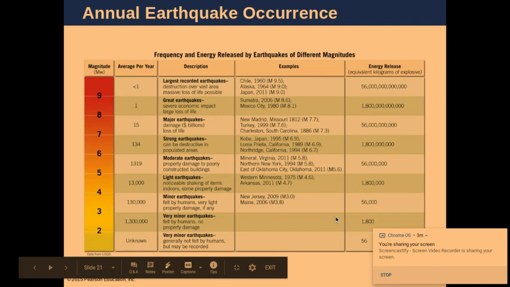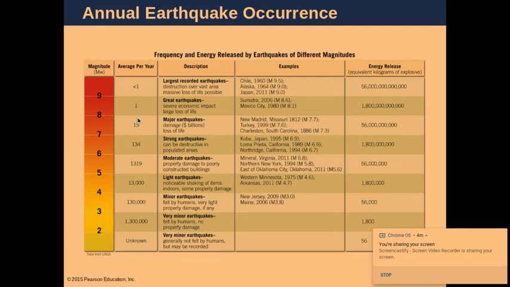This chart shows how many earthquakes happen every year based on magnitude. As you can see, there are a ton of small earthquakes, 1.3 million between 2 and 3, and then it goes down dramatically from there. If you want to pause it here and take a look at this, you can get a sense of how many of each type of earthquake there are per year.